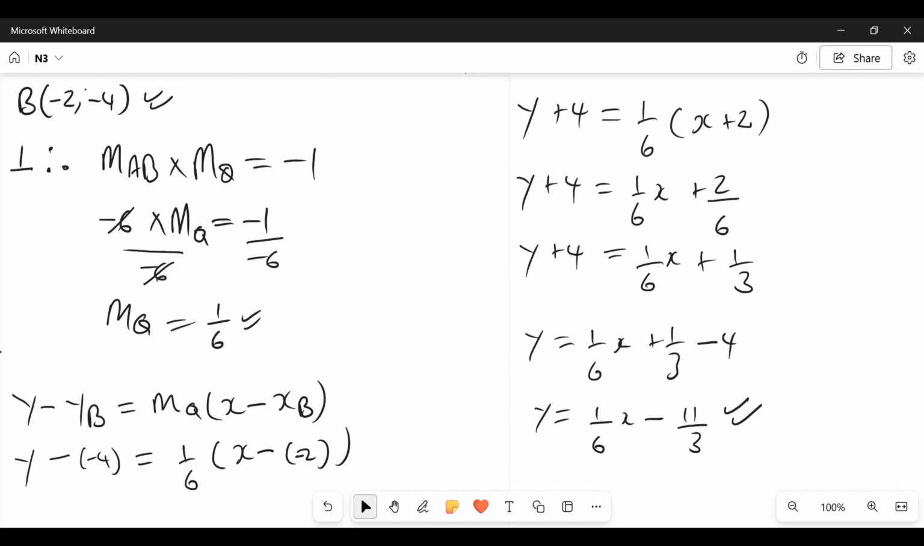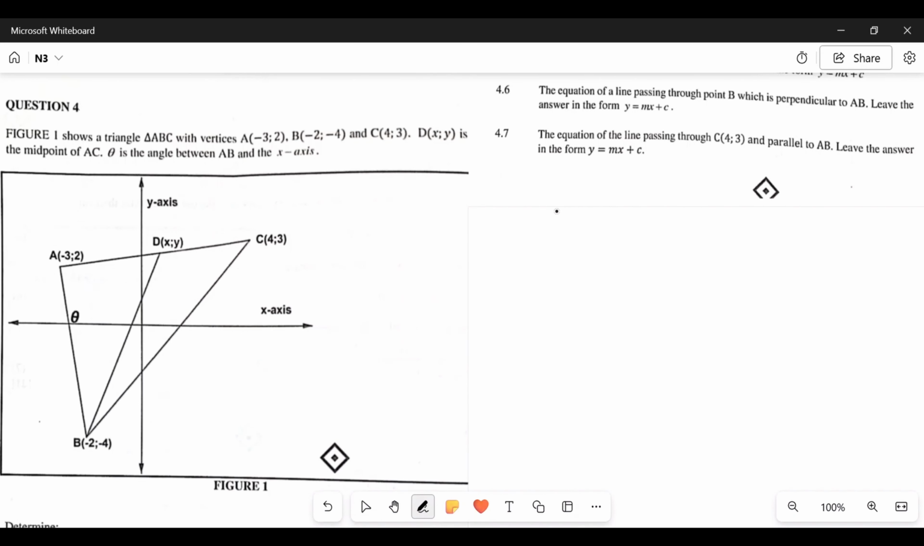Right, people, we are done with 4.6. Let's go and do the last question, which is 4.7. All right, guys, here's our last question, which is 4.7. So let me read the question. It goes like this: calculate the equation of a line passing through C. Here's our C there, and parallel to AB. Leave the answer in the form of y equals mx plus c.